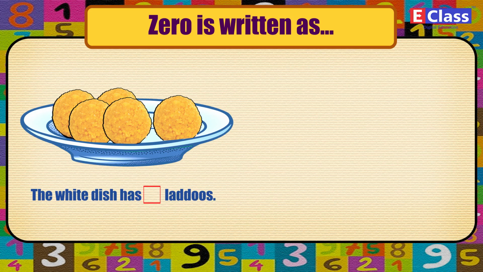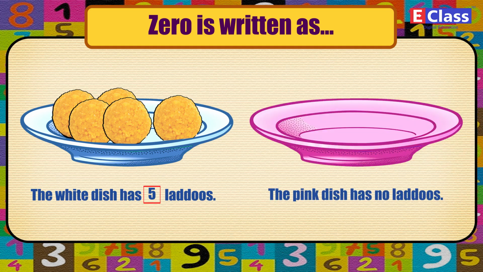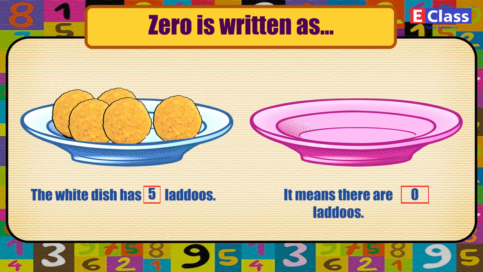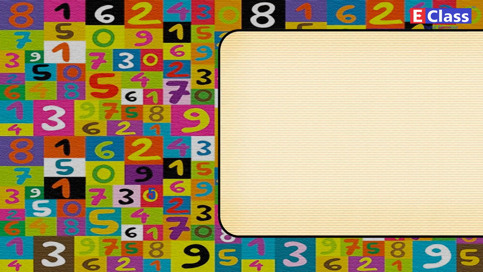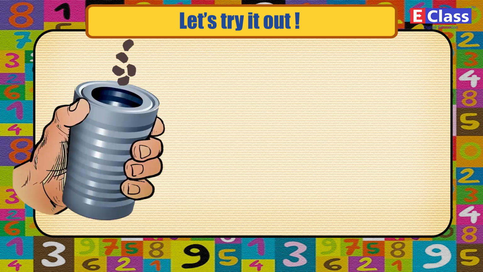The white dish has 5 laddus. The pink dish has no laddus. It means there are 0 laddus. Let's try it out.